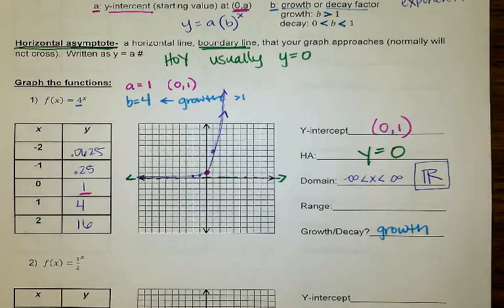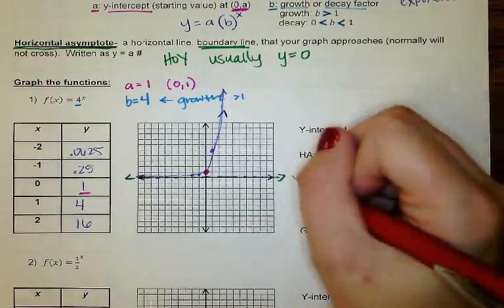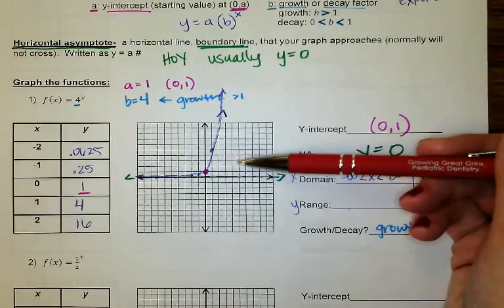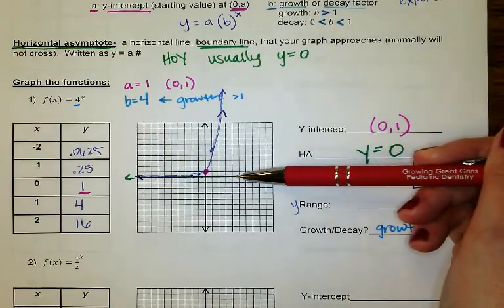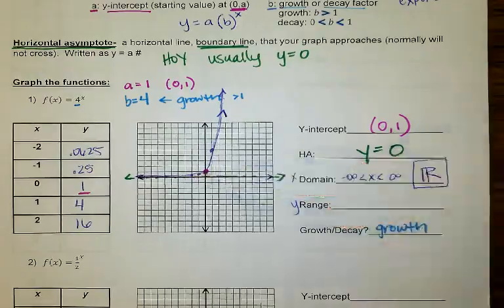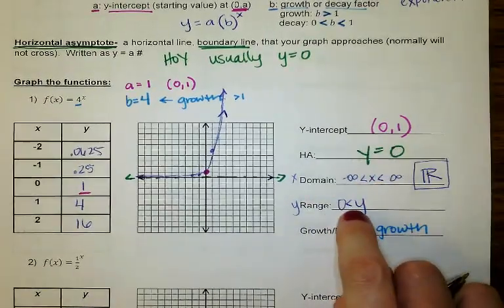Okay? And my range, these are all my y values. Remember, domain is x and range is y. So we're going to start at the bottom. What's my lowest y value? Does it ever touch 0? No. So what I'm going to say is that because it's not equal to 0, it gets really, really, really close, but it doesn't touch it.